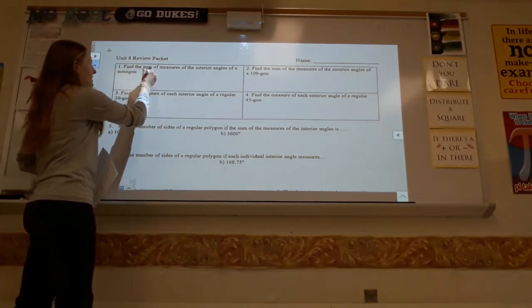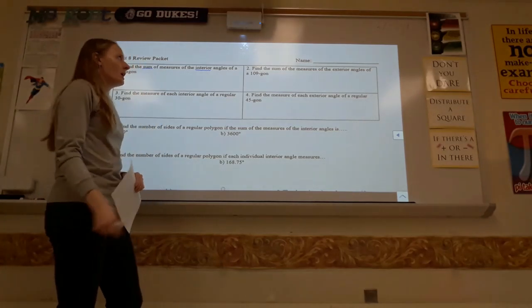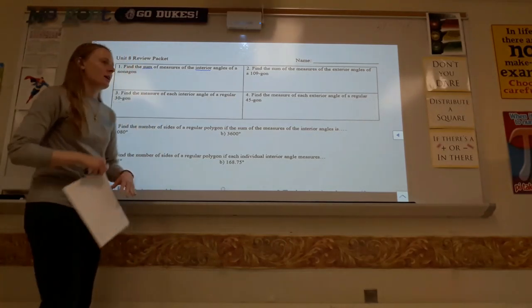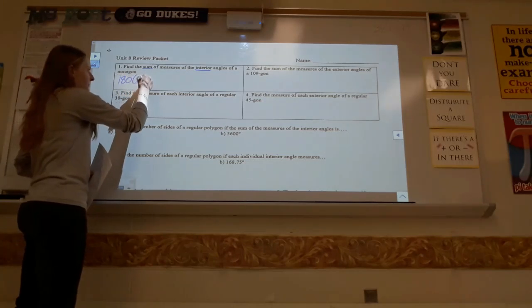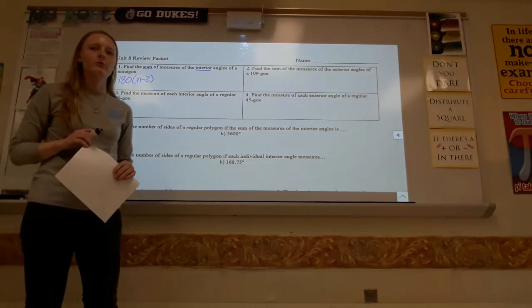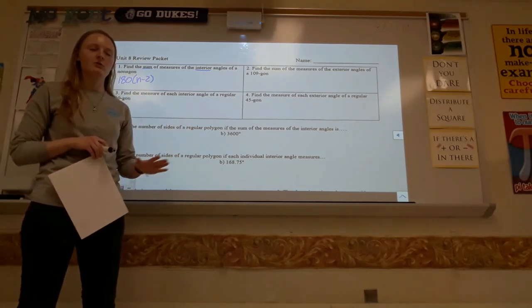So for this first question, I see sum and interior. So those two words tell you which formula to use. I want the formula for the sum of interior angles, which is 180 times (n minus 2). You have to have all four of those rules and formulas memorized. Otherwise, you're just going to have so much trouble with these.